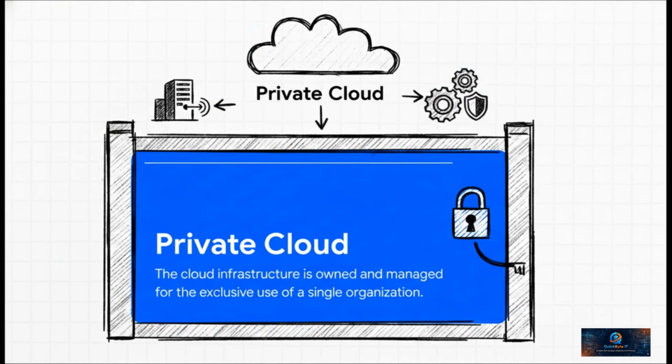A private cloud is the complete opposite. It's a cloud infrastructure that is dedicated entirely to a single organization. It could be on their own premises or hosted by someone else, but the point is, nobody else is on it. This gives you the ultimate level of control and security, which is critical for some businesses.